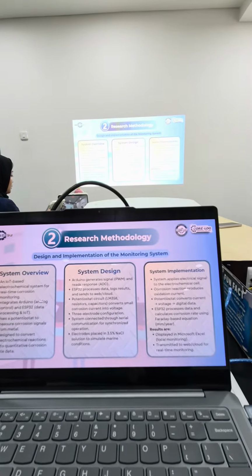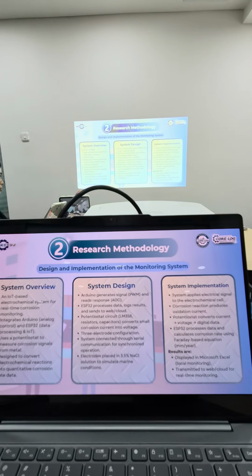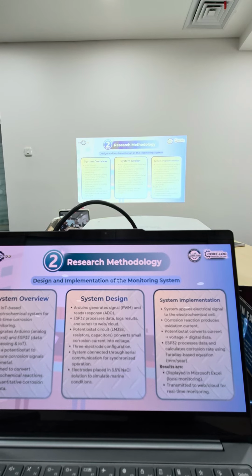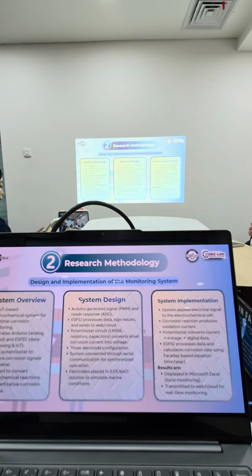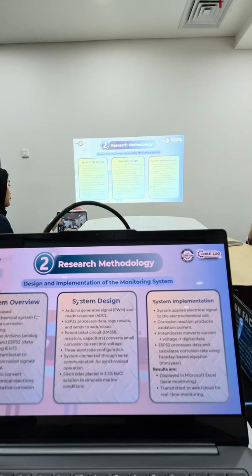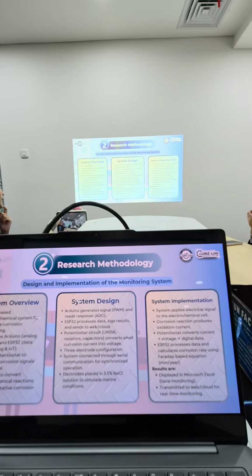In our implementation, the system applies electrical signals to the electrochemical cell, which then produces an oxidation current, and then the potentiostat converts that current into voltage and then to digital data. Meanwhile, the ESP32 processes that data and calculates corrosion rate using a Faraday-based equation, in millimeters per year. The results are then displayed in Microsoft Excel. This is for local monitoring, and after that, transmitted to our web for real-time monitoring.